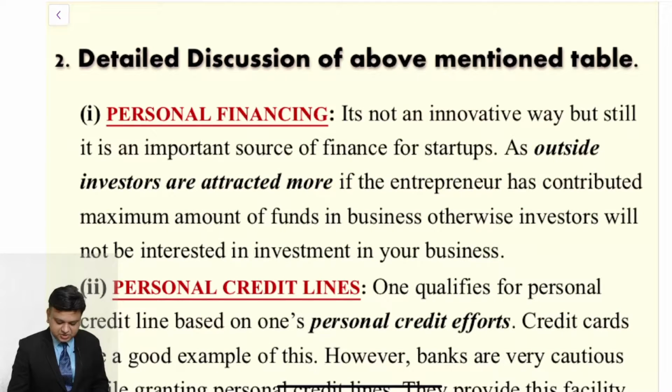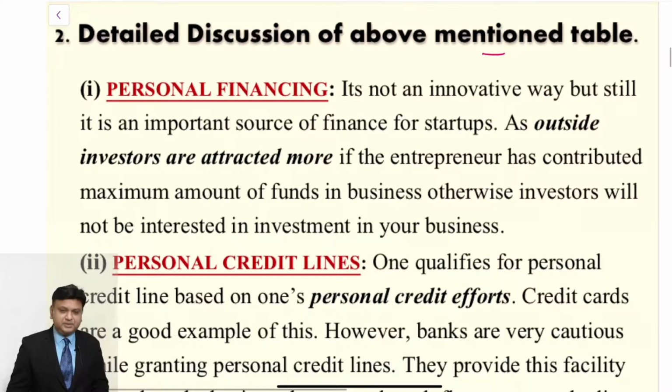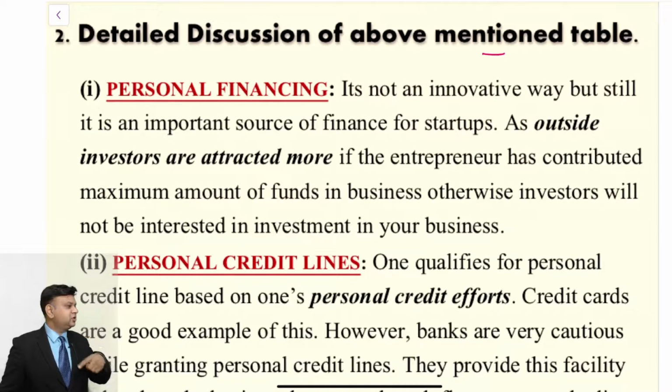So, a detailed discussion about the above mentioned table. Personal financing. Personal financing means you invest your own savings. Suppose I start my own business after 10 years of the job. Then during these 10 years, whatever the savings that I have been able to generate, or whatever the amount that I inherited from my parents, I invest in the business.